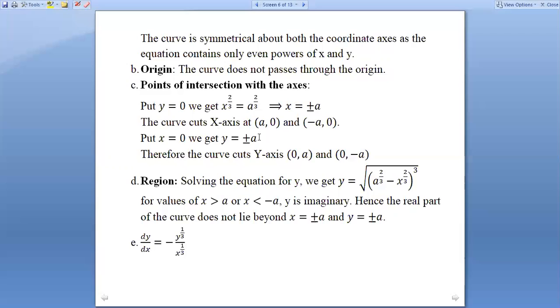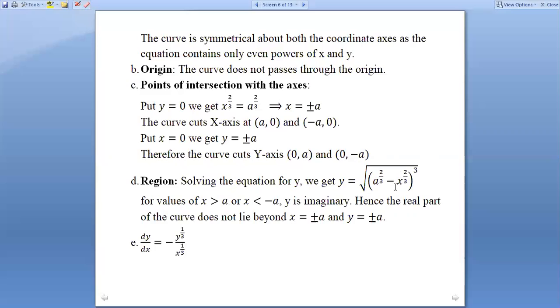Then to find a point on the y-axis, put x is equal to 0. Under the same argument, we get y is equal to plus or minus a. Therefore, the curve cuts y-axis at 0 comma a and 0 comma minus a. Now to find the region, we solve the equation for y. So when we solve the equation for y, we get y is equal to square root of a power 2 by 3 minus x to the power 2 by 3 whole cube. So if suppose x is greater than a, then this becomes a negative value.